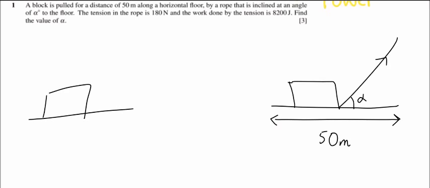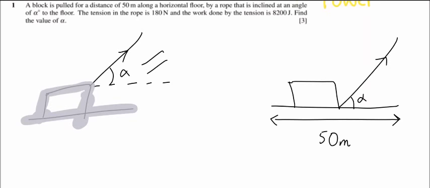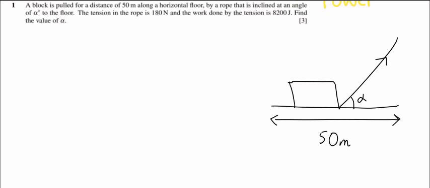This is a block, and you can draw your rope like this, with a dotted line as a reference to the horizontal floor, and you can have your angle alpha like this. So you can either draw it like this or like this. It doesn't really matter. So I'm going to erase the second one. Okay, so now let's go on.